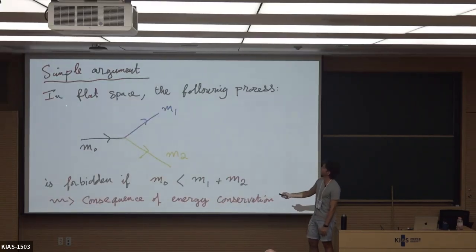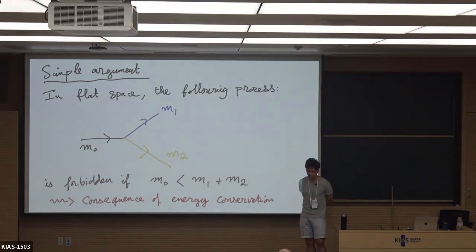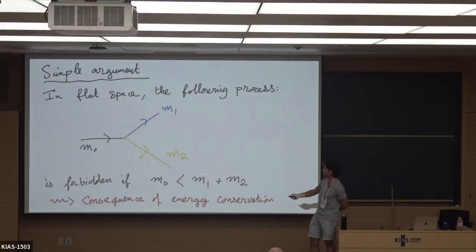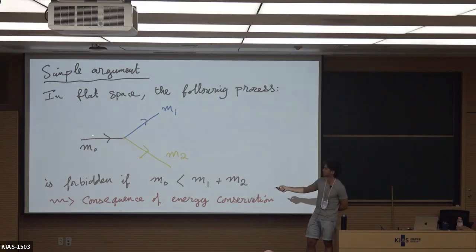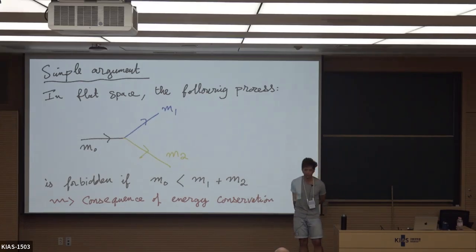So in flat space, let me show you a process that you can imagine cooking up. You take some particle of mass m0 and imagine that it decays to two particles of mass m1 and m2. Now, this process is forbidden in flat space if m0 is less than the sum of the rest masses m1 and m2. That's a very simple consequence of energy conservation. There's a momentum-preserving delta function, which means that if m0 is less than m1 plus m2, you will never have the kinematics to form such a diagram in flat space.